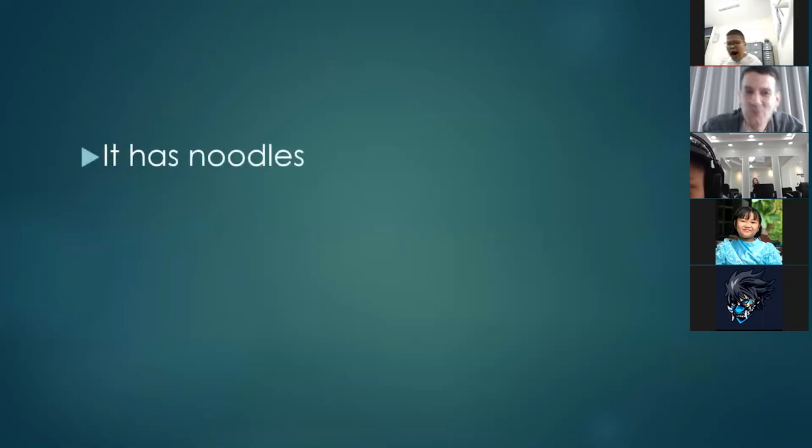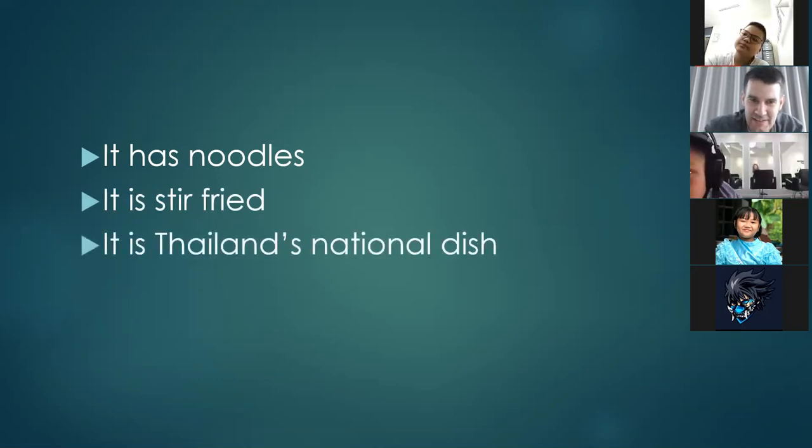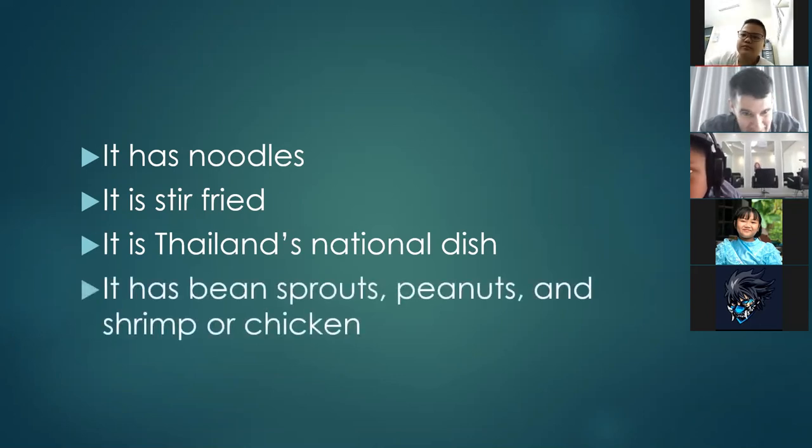It has noodles. It is stir fried. It is Thailand's national dish. Pad Thai. It has sprouts, peanuts, and shrimp or chicken.